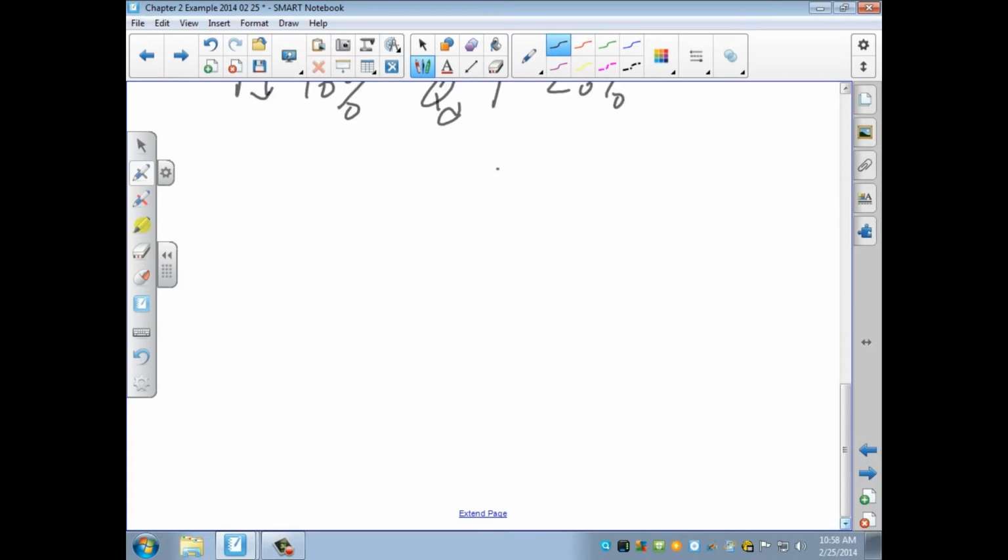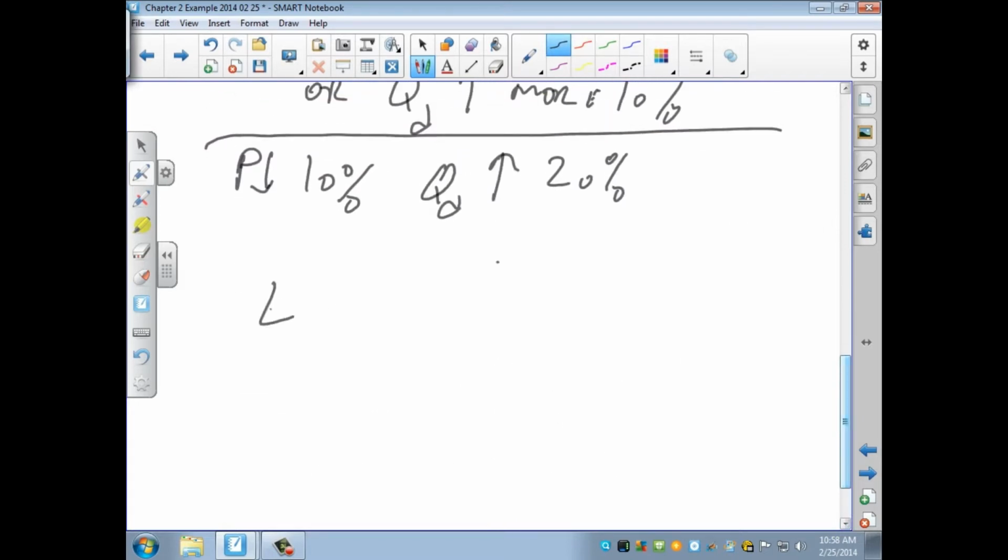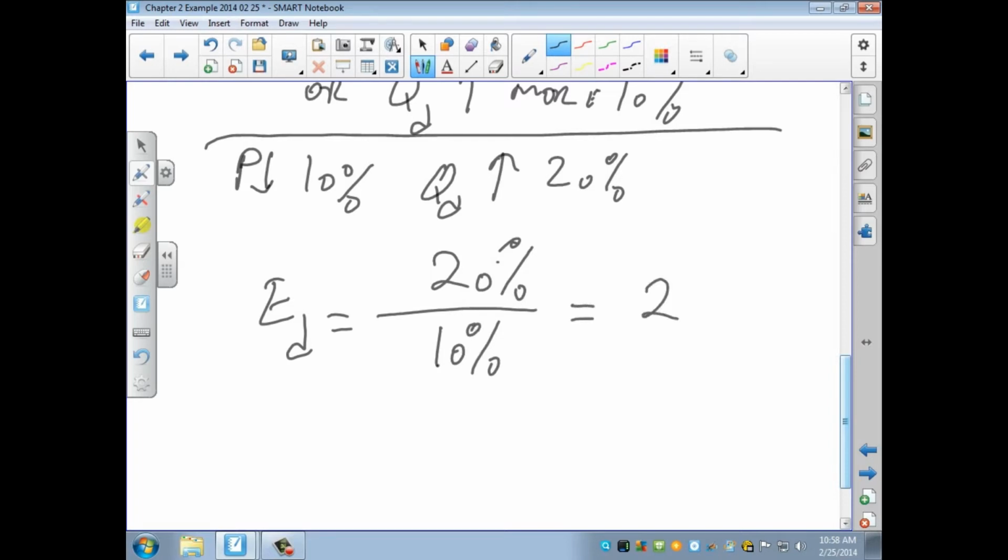Therefore, according to the formula, in that case, elasticity of demand would be equal to percentage change in quantity demanded, which is 20%, over percentage change in price, which is 10%, which would be equal to 2. By the way, since a reduction in the price of the product causes an increase in the quantity demanded, in other words, they are moving in two different directions, the numerator would be positive, the denominator would be negative. Therefore, elasticity would be negative 2 instead of positive 2.